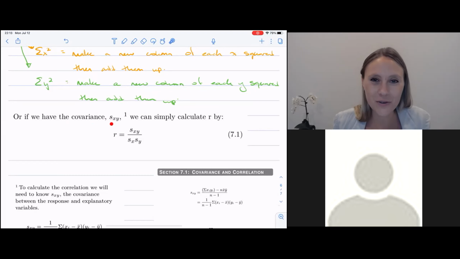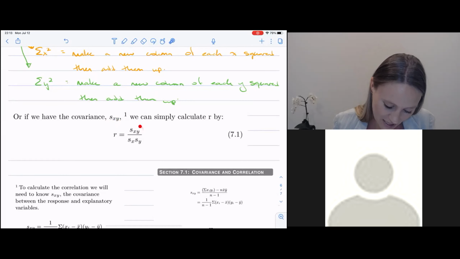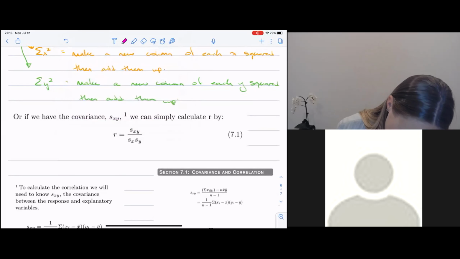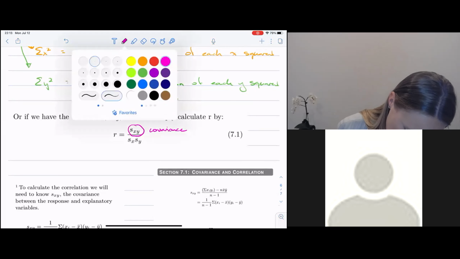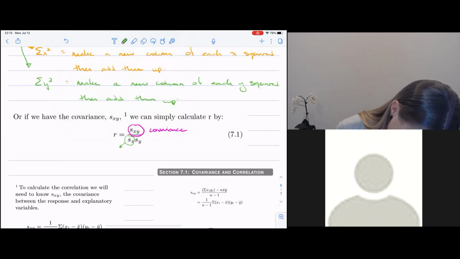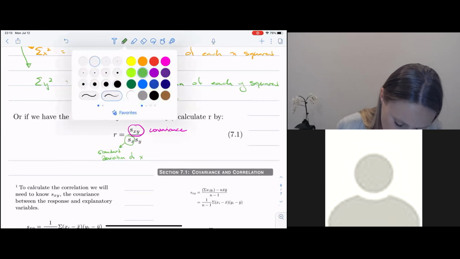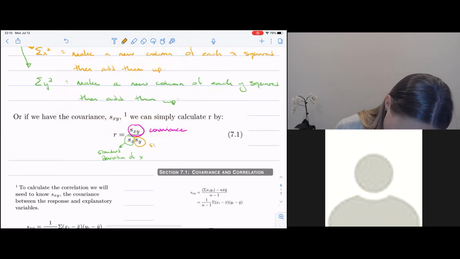And so if you have the covariance, right, and I tell you the covariance is this, then it's way easier to find the correlation, right? Because then this is the covariance and SX is the standard deviation of X. And of course, SY is the standard deviation of Y. Oops. Helps if I finish what I was writing.